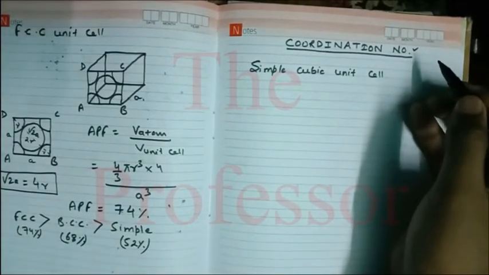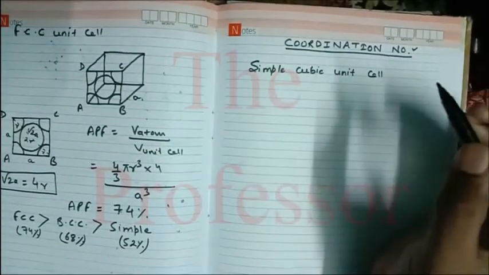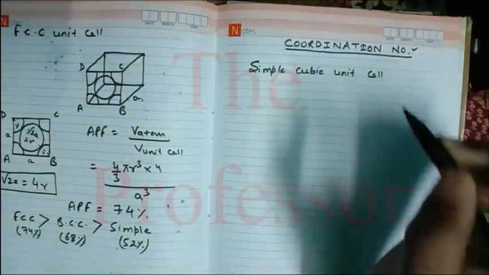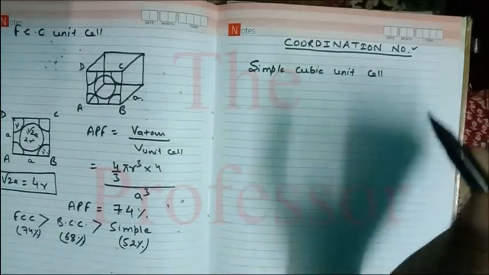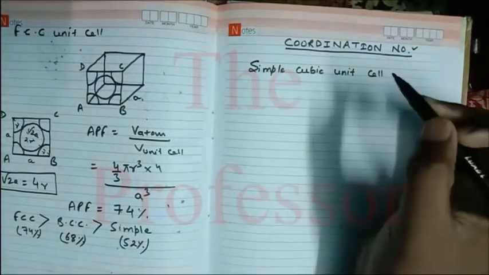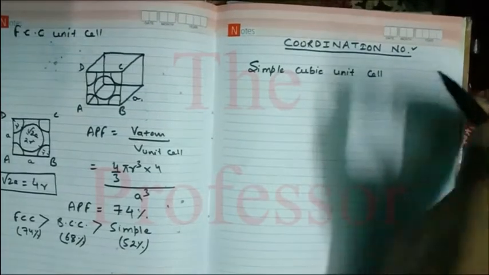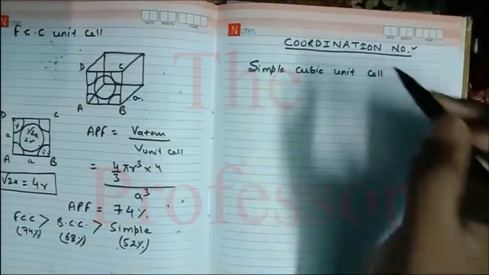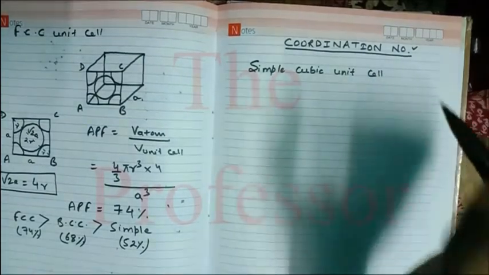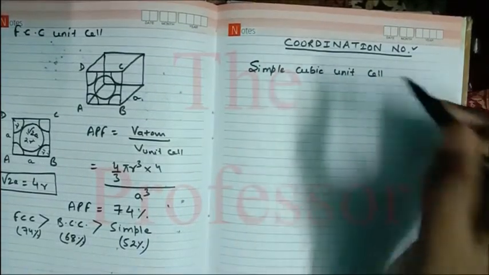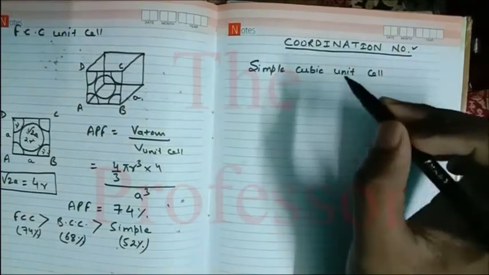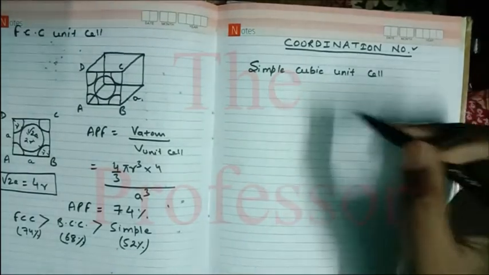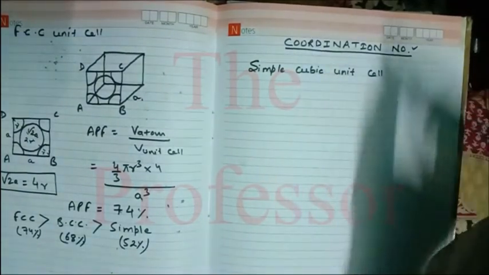Coordination number is basically defined as the total number of atoms which are in contact with any other atom in the crystal lattice. I repeat it again. Total number of atoms which are directly in contact with any other atom in the crystal lattice is called coordination number. Now be very careful, I am not using the word unit cell, I am using the word crystal lattice. We are going to see the total number of atoms which are in contact with any other atom in the whole crystal lattice, not only just in one unit cell, right?